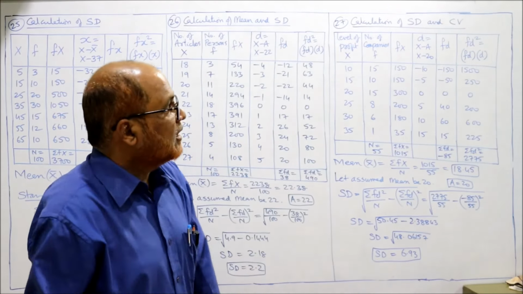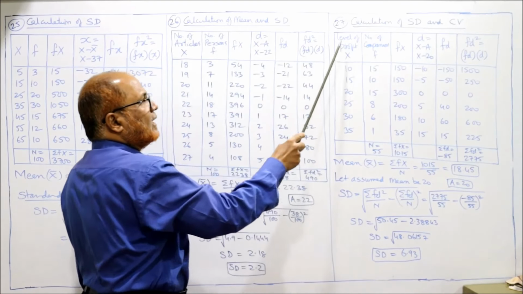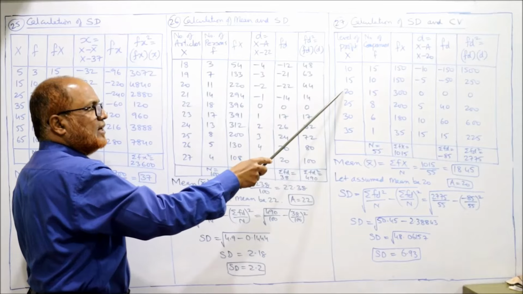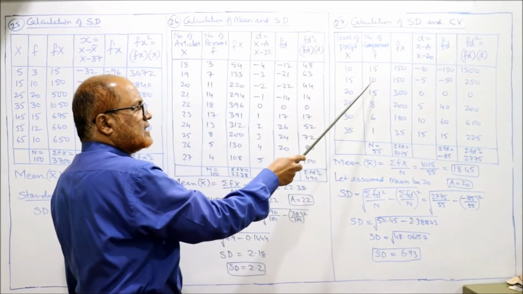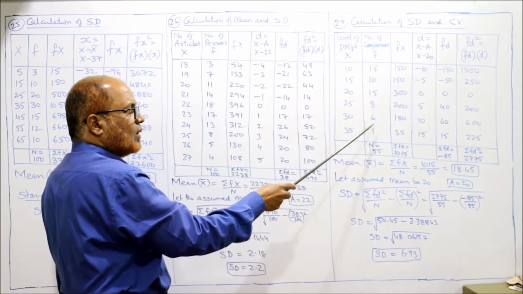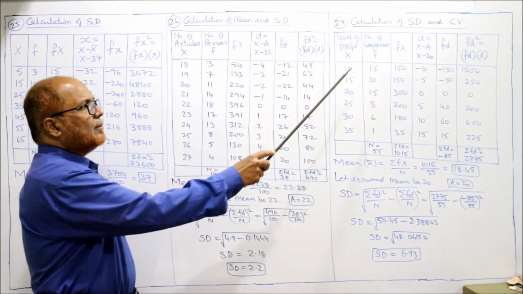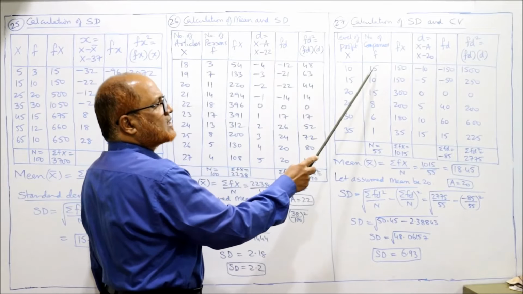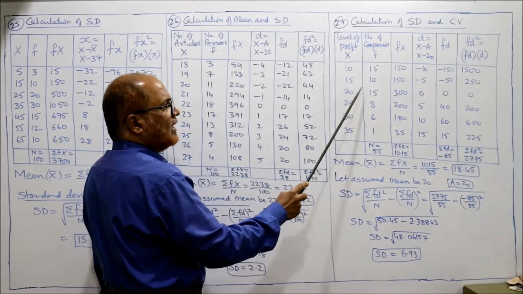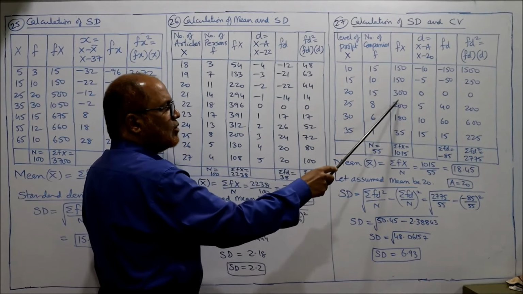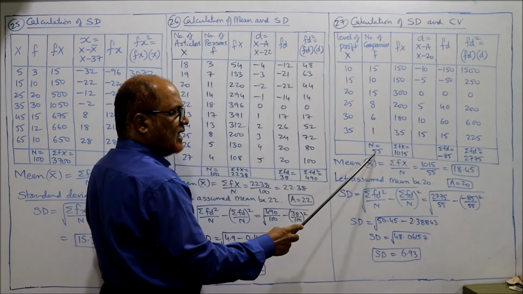Number of companies. Now see here. Calculation of standard deviation and coefficient of variation. Level of profit X 10, 15, 20, 25, 30, 35. Number of companies frequency 15, 10, 15, 8, 6, 1. Total is 55. It is given in the problem. Now first we multiply fx, f into x. 15 into 10, 150. 10 into 15, 150. 15 into 20, 300. Like this you multiply and find out fx. fx 1015. N is 55.